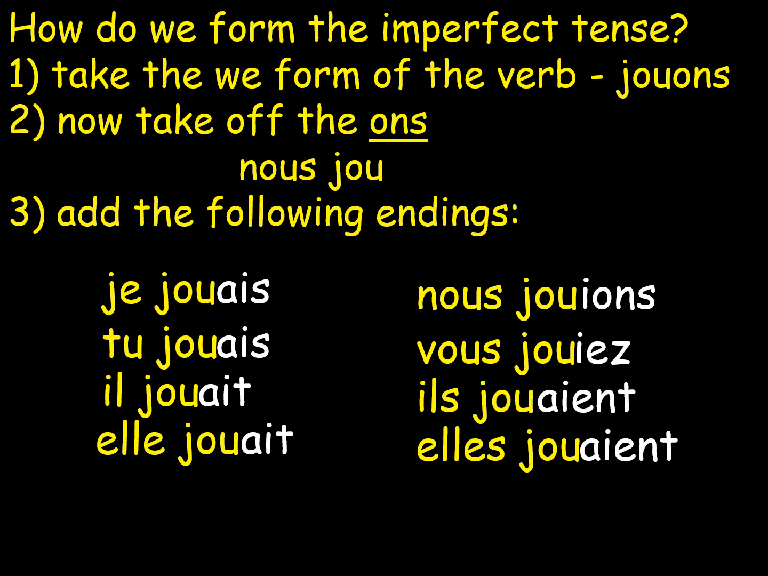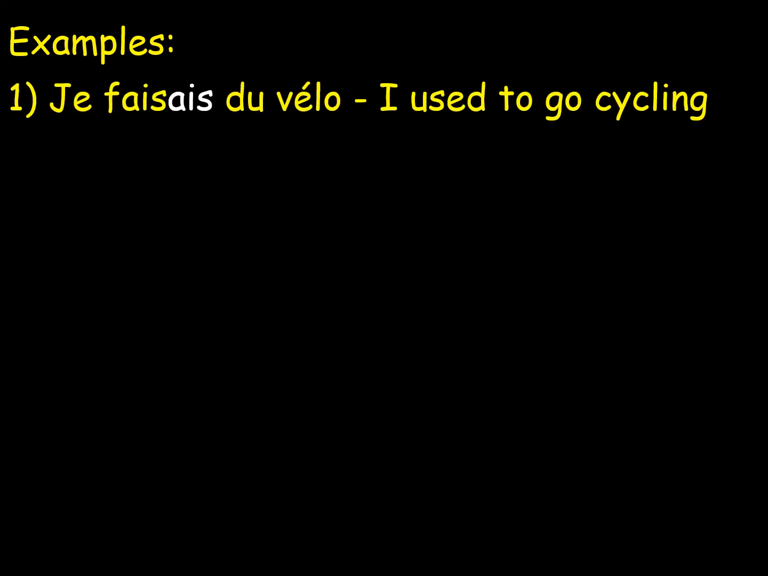AIS for I, AIS for you, AIT for he and she, IONS for we, IEZ for you, plural, and then AIENT for they. AIS, AIS, AIT, IONS, IEZ, AIENT. This is not easy now. It needs some sitting down and thinking about carefully and doing some practice. So what I recommend, well, let's look at examples first of all.